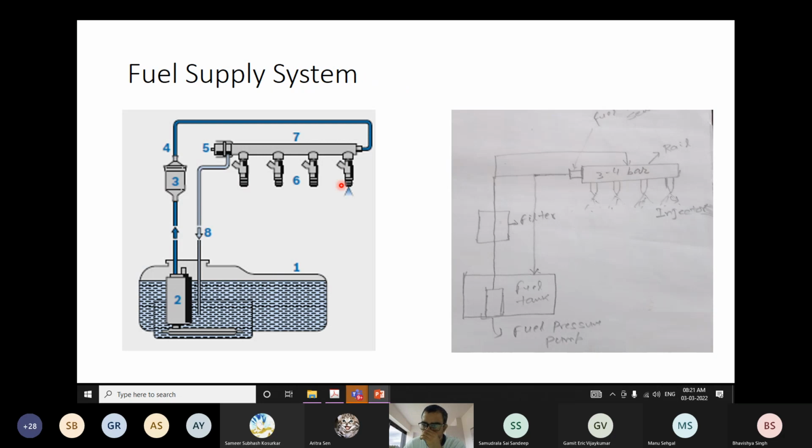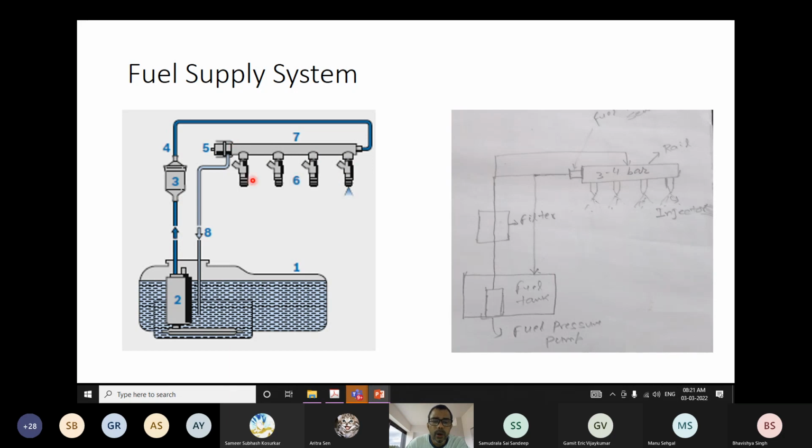Now let us see this fuel supply system. As we have already discussed part of it, we have the fuel tank, and second is the fuel pump. In the last class, one of your friends asked what kind of fuel pump it is. It is a positive displacement kind of pump. The fuel pump is situated in the fuel tank. As soon as you turn the key, the pump is on, and it will pressurize the fuel, pass it through the fuel filter, and send it to the fuel rail. This is your fuel rail.